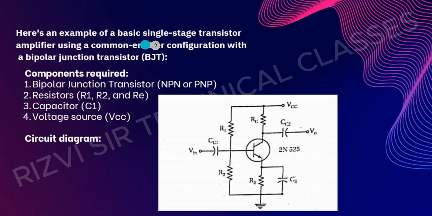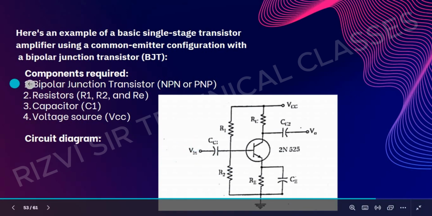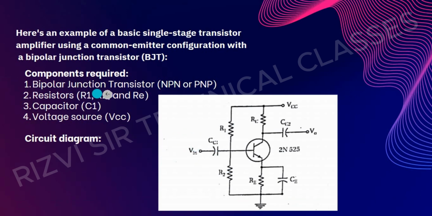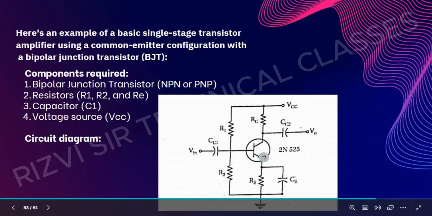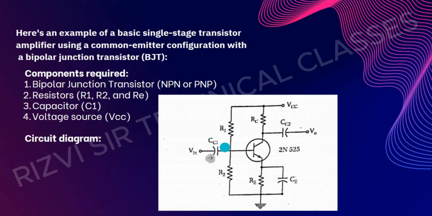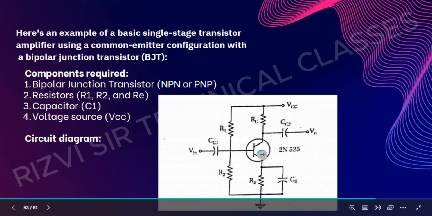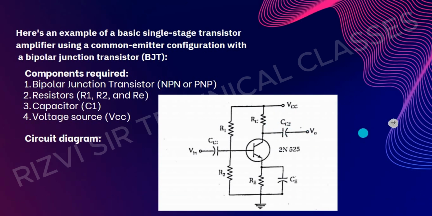Here is an example of a basic single-stage transistor amplifier using common emitter configuration with a bipolar junction transistor. Components we need for this example: a bipolar junction transistor, that could be NPN or PNP, a couple of resistors, a capacitor, and a voltage source. This is the circuit diagram. These are the resistors, this is the input capacitor, this is the transistor, and this is the output.